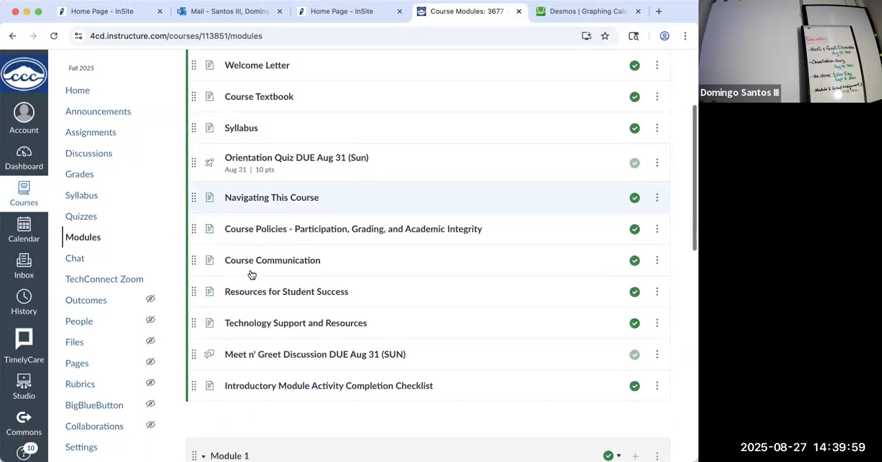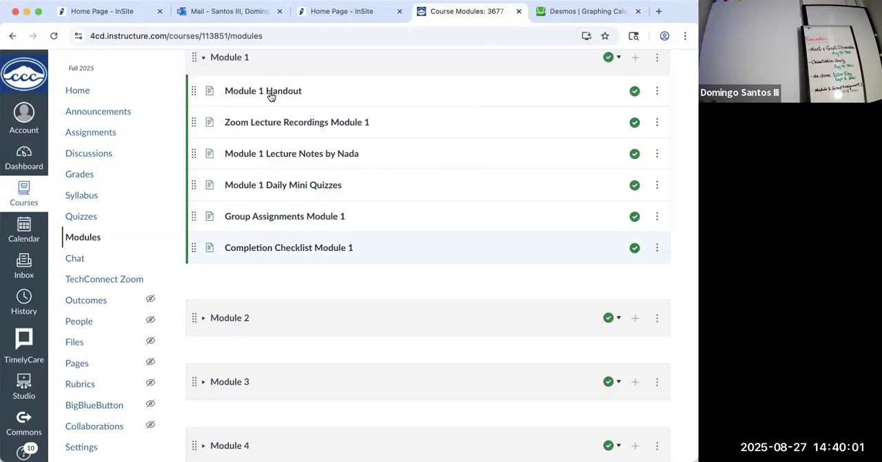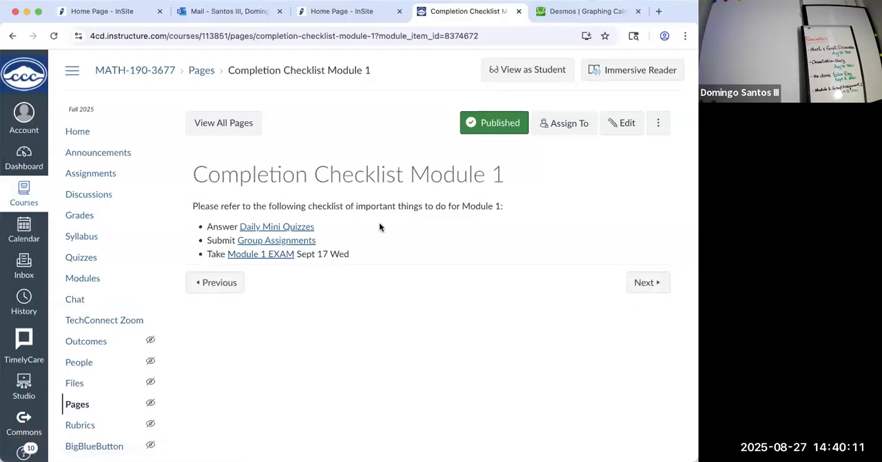And what else is important? And again, the group assignments, I will email you on the groupings and the questions. And for each module, you may want to just click this one. And this would remind us what we're supposed to finish on that module.